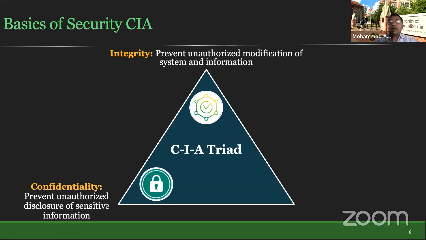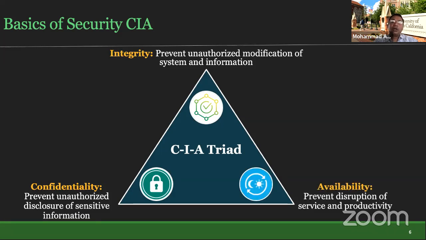Integrity is another term of this triangle. One of the things that we want to make sure of is that we prevent any unauthorized modification of the system and information, to maintain the integrity of the system. The third one is availability. So we want to make sure that any disruption of service is not happening.